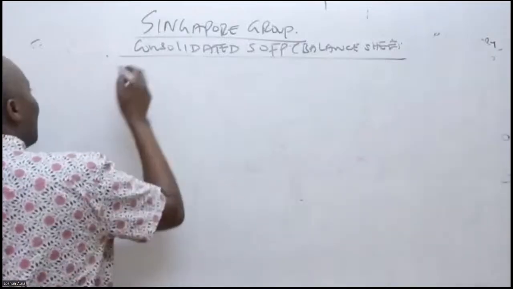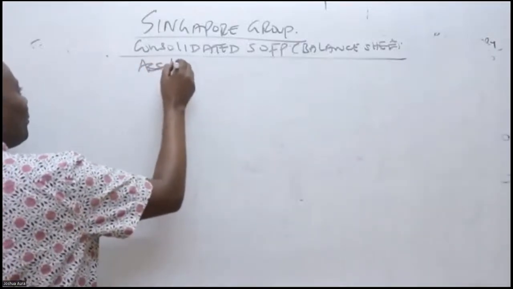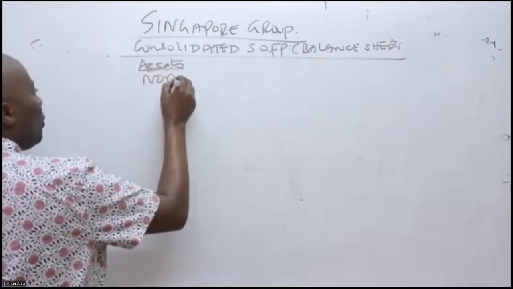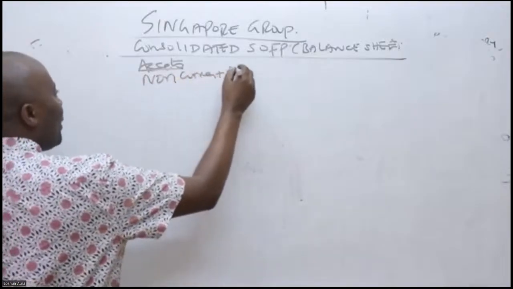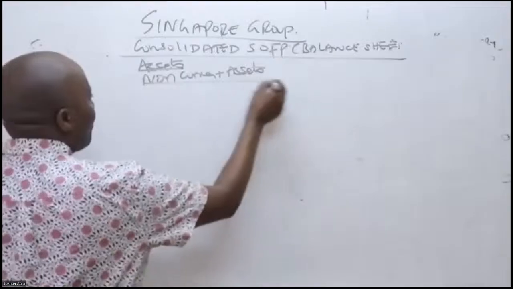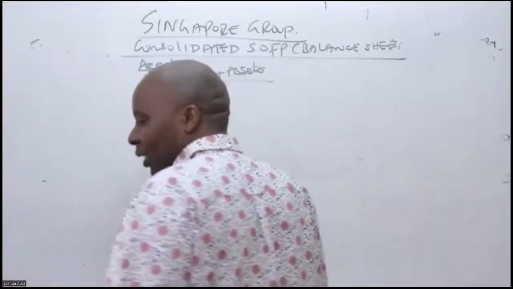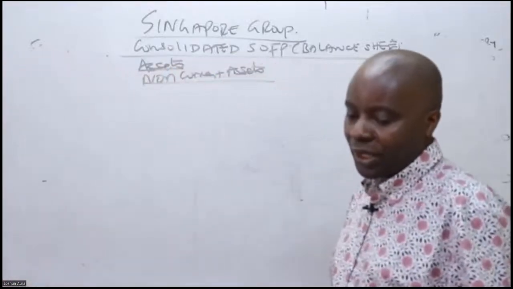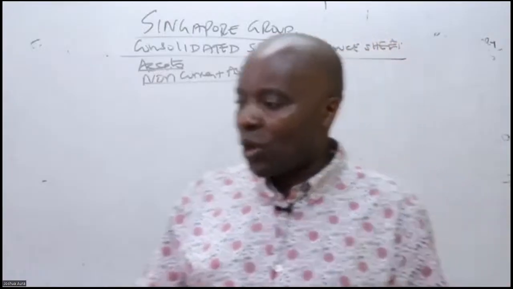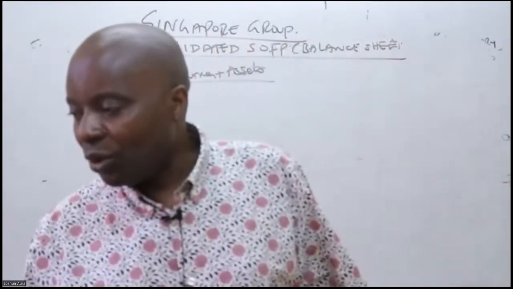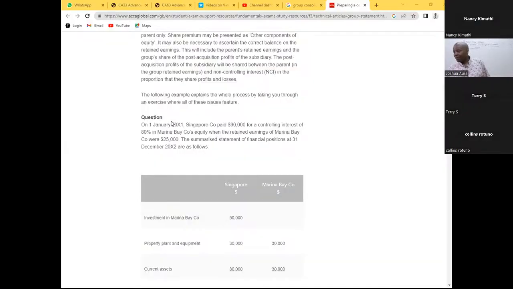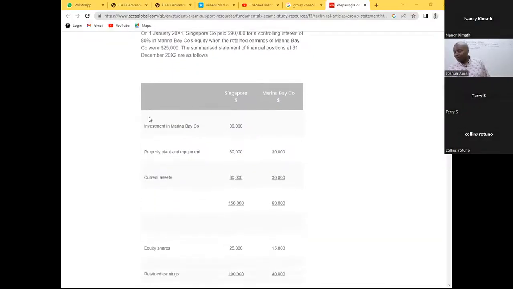So we start with assets. And assets, we normally start with non-current assets. So you basically follow whatever you have here. These are the non-current assets. You see, the first non-current asset is what we call a subsidiary. So an investment in Marina is our subsidiary.